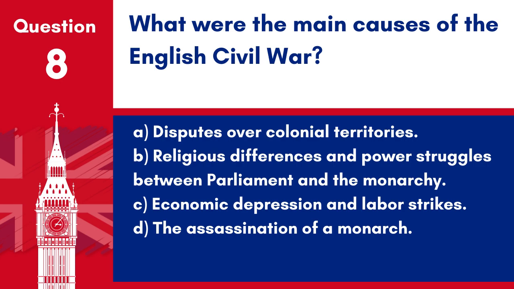Question 8. What were the main causes of the English Civil War? A. Disputes over colonial territories. B. Religious differences and power struggles between Parliament and the monarchy. C. Economic depression and labour strikes. D. The assassination of a monarch.